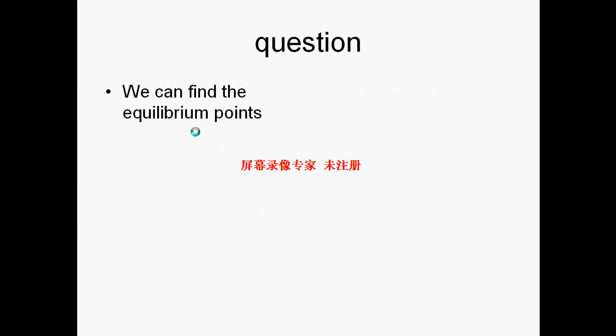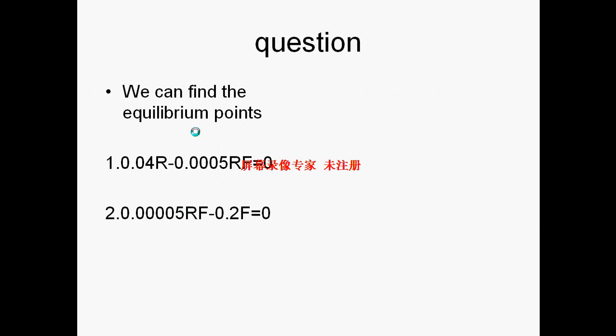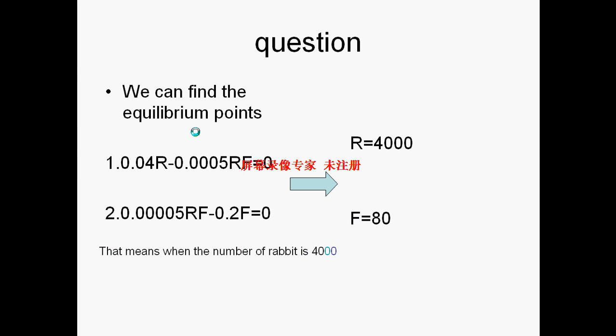Now we can find the equilibrium points by listing two equations as follows. So we can get r is equal to 4,000 and f is equal to 80. That means when the number of rabbits is 4,000 and the number of foxes is 80, the system can be in steady state.